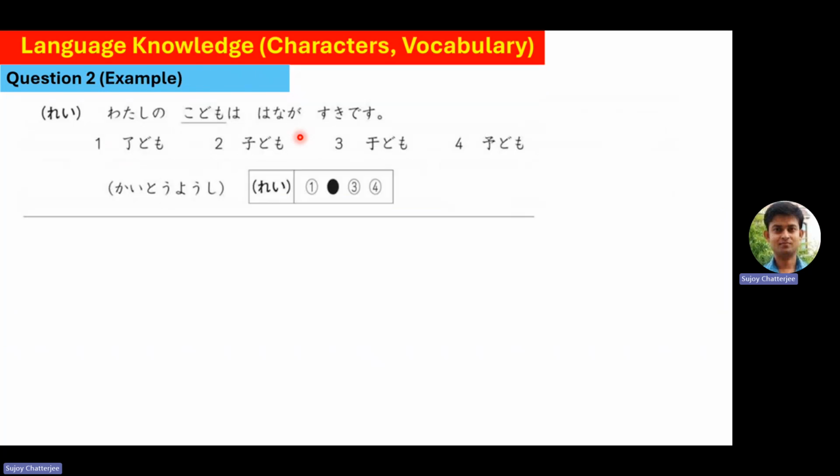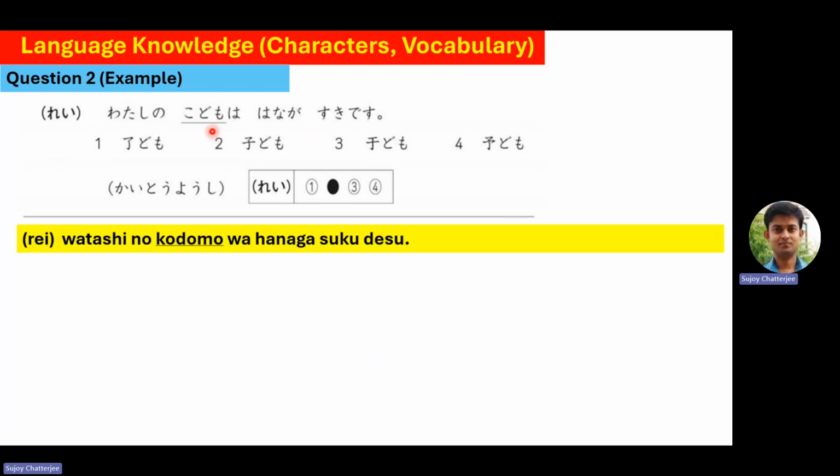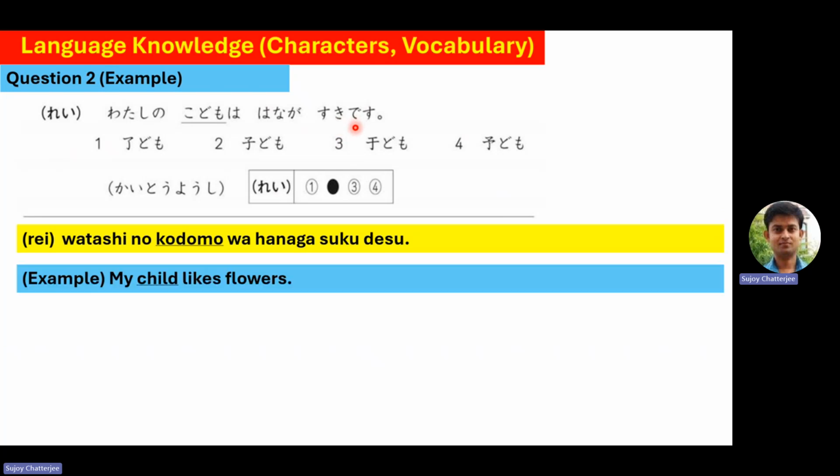So let's see. Again, the first one will be an example. Rei means example. Watashi no kodomo wa hana ga suki desu. This is not suku, this will be suki desu, meaning I like. That means my child likes flowers. So now the underlined word is kodomo. Kodomo means child, we all know. But now you have to select which one will be the correct answer.